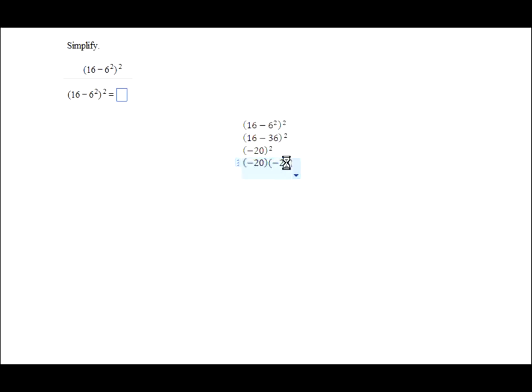So I'm going to show you by writing it out here what that means. Negative 20 times negative 20. Well, we need to remember the rules for multiplication with negatives. When we multiply negatives, we need to look and see, do we have one negative or two negatives? If we have an odd number of negatives, then our result will be negative. If we have an even number of negatives, then our result will be positive. Since we have two negatives, we're going to have a positive result. And then 20 times 20 is 400. Okay, so the result for this problem will be 400.